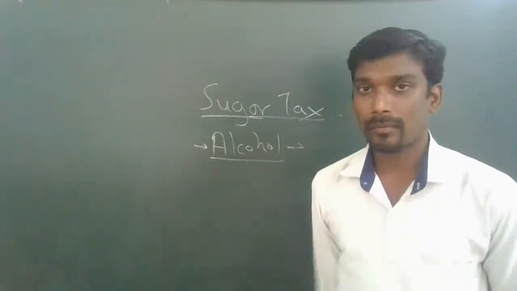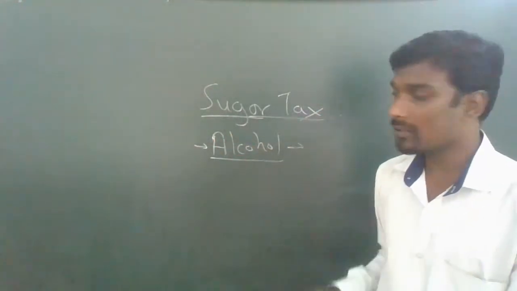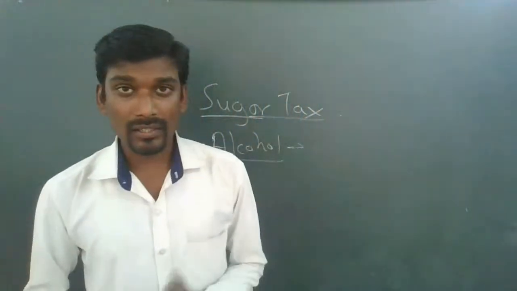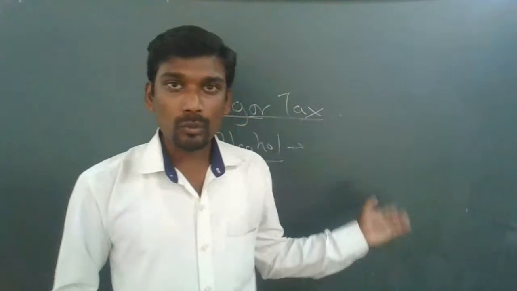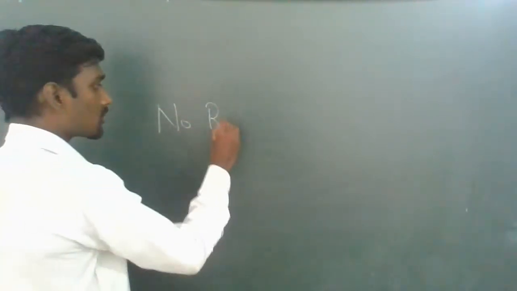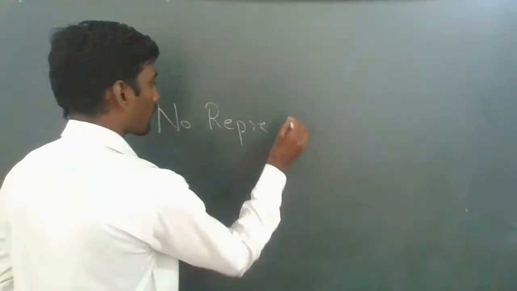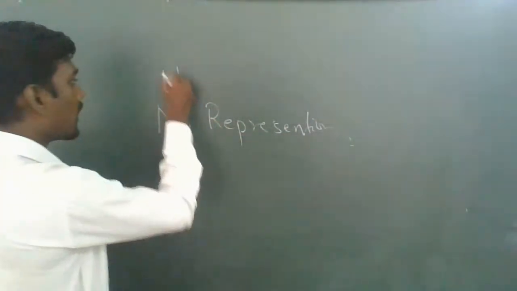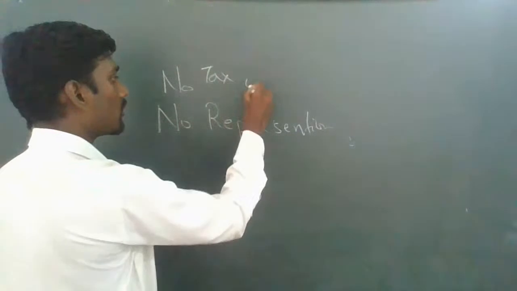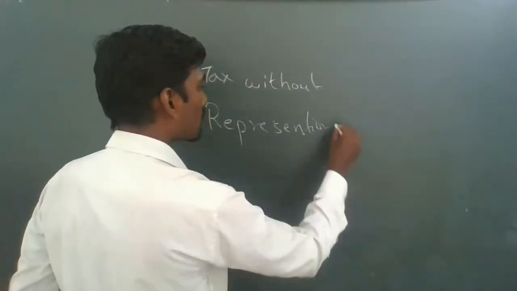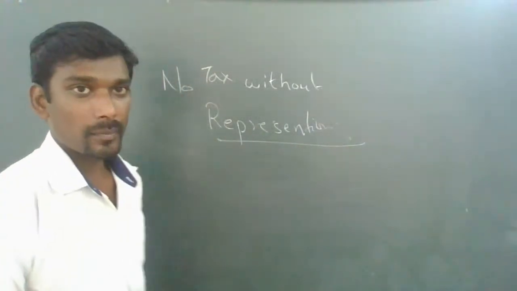The Britons who were settled here in North America got angry and said this is injustice. They were ready to pay the tax, but they made one statement: no representation, no tax. This is the statement: no tax without representation.